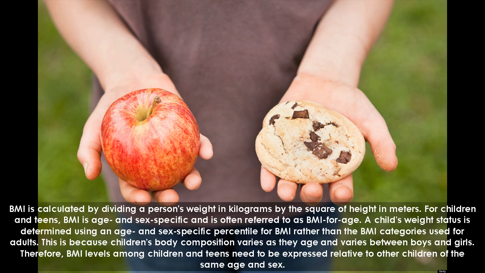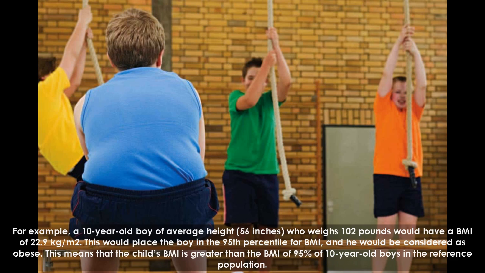Therefore, BMI levels among children and teens need to be expressed relative to other children of the same age and sex. For example, a 10-year-old boy of average height, 56 inches, who weighs 102 pounds would have a BMI of 22.9 kg/m2. This would place the boy in the 95th percentile for BMI, and he would be considered obese. This means that the child's BMI is greater than the BMI of 95% of 10-year-old boys in the reference population.